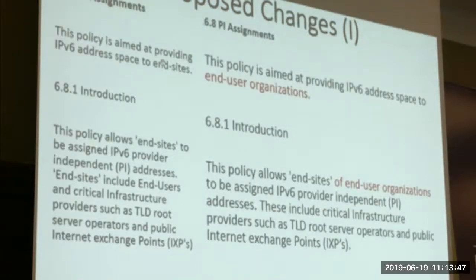This is the policy changes. It's quite simple. Instead of aiming at providing address space to end sites, we are providing the space actually to end user organizations for them to use to number their end sites. The policy allows end sites of end user organizations to be assigned provider independent addresses.